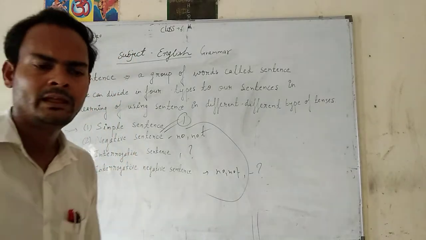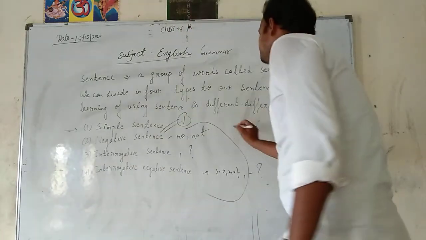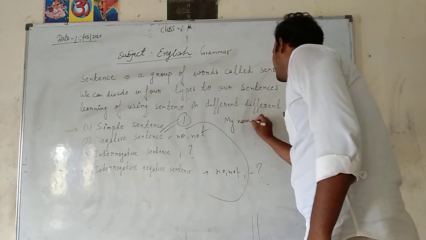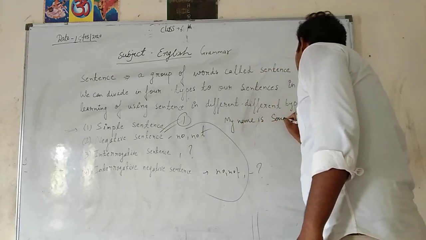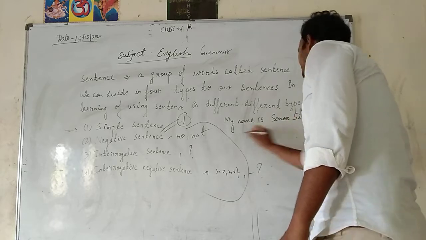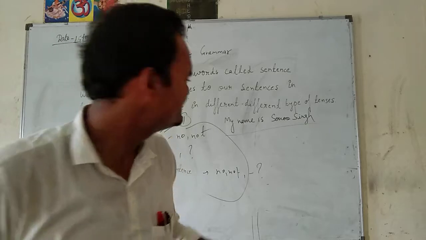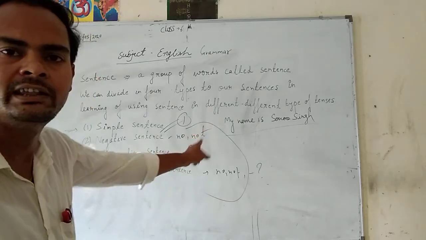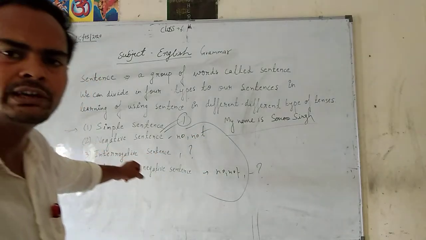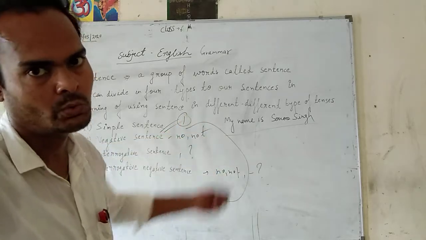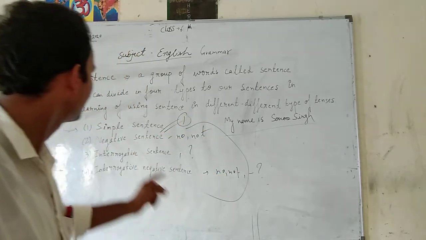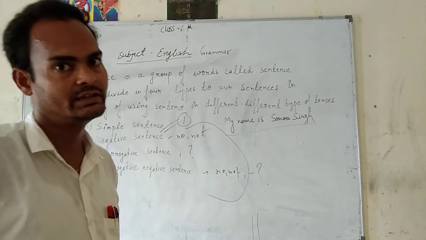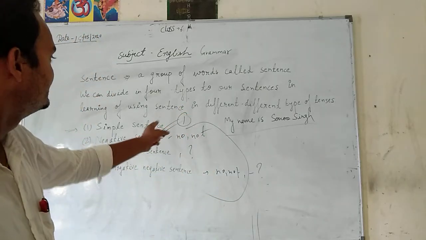Suppose I have a sentence: my name is Sonu Singh. Check this sentence. Is this a negative sentence? Is there use of no or not? No. So this is not a negative sentence. Then we check, is this an interrogative sentence? Is any question asked? No. Then is this an interrogative negative sentence? Is any question asked, and is there use of no or not? There is no use of these things. So this is a simple sentence.